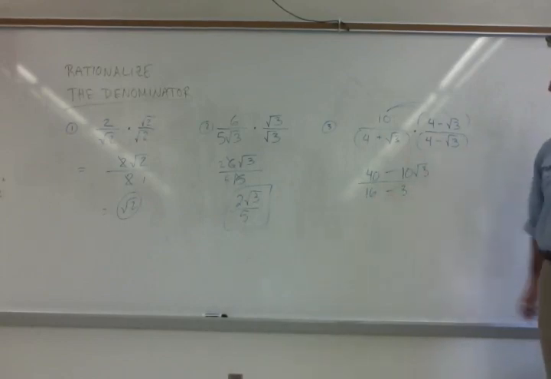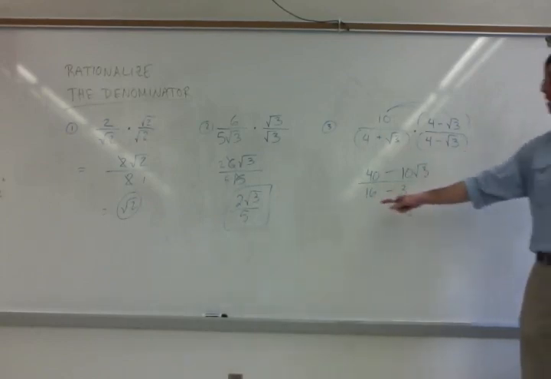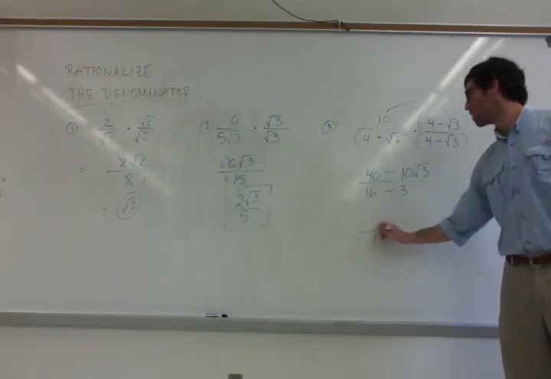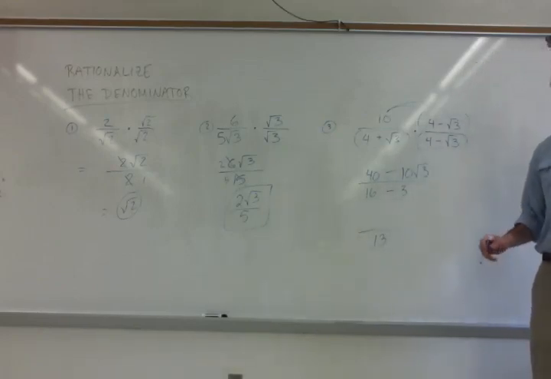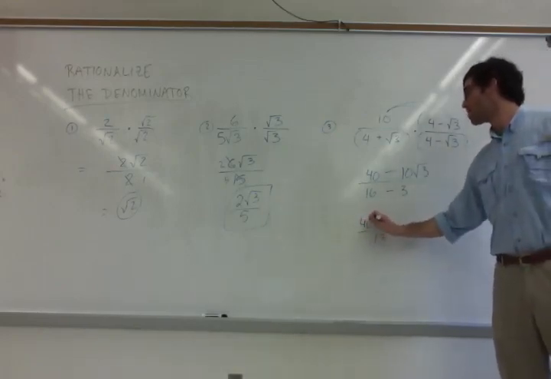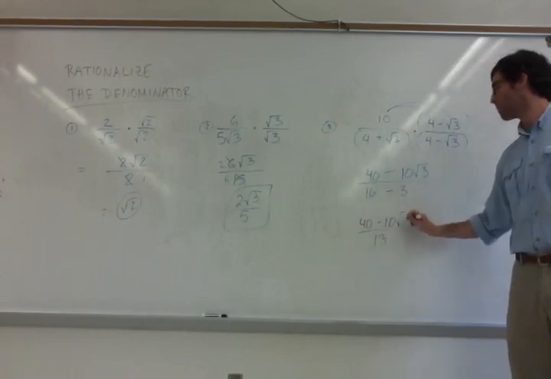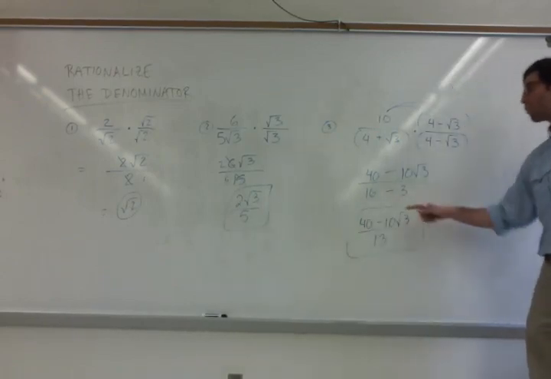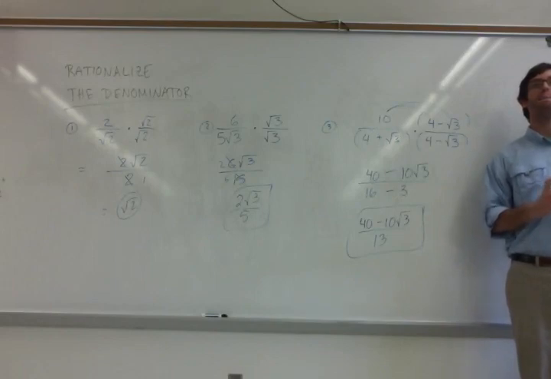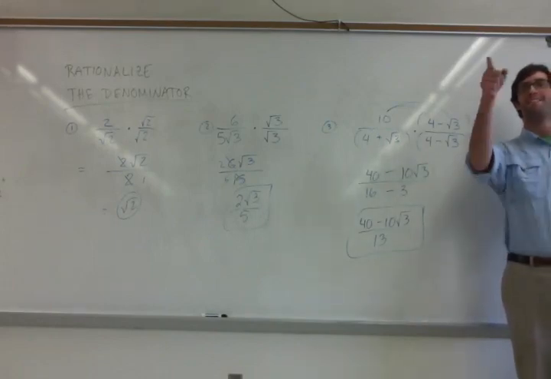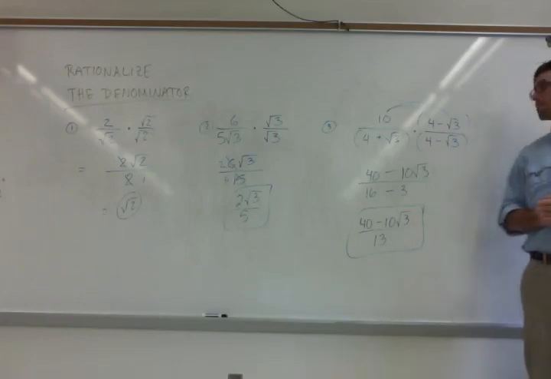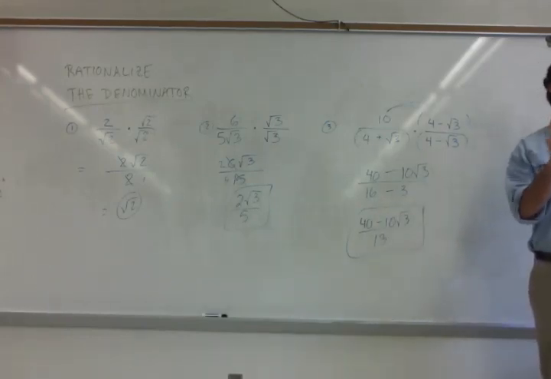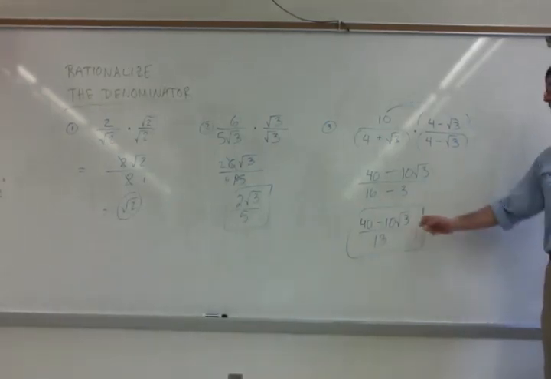And now we just clean up anything we can. 16 minus 3 is 13. And the top? Guys, what does the top become? What is 40 minus 10 root 3? What is 40 minus 10 root 3? This is me waiting. Can't do it. Good. Thank you. It's not 40 root 3, right? Yeah. So that's the answer.